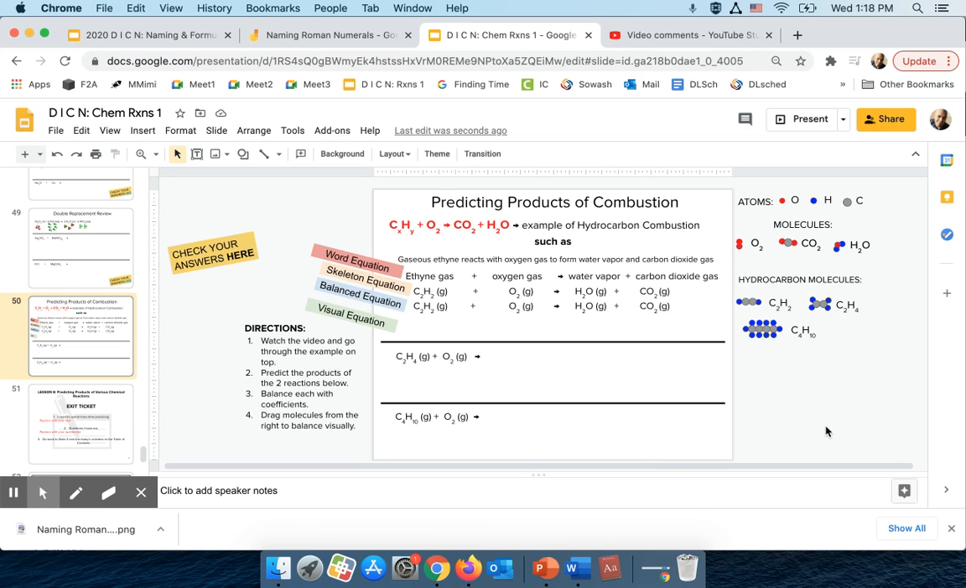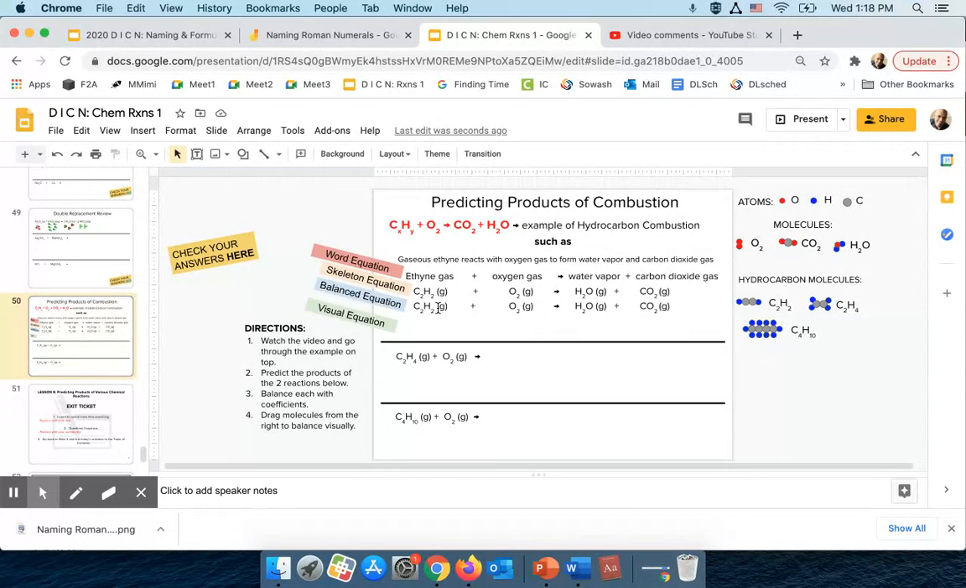Hi guys, this one's about predicting products of combustion using a hydrocarbon, which is a compound that contains only carbon and hydrogen. Could be C2H2 like here, or C2H4 like this one, or C4H10. So really any combination of carbon and hydrogen will give us a hydrocarbon. And then when you burn a hydrocarbon in the presence of oxygen, the two products you will get will be carbon dioxide, CO2, and water, H2O. So let's take a look.